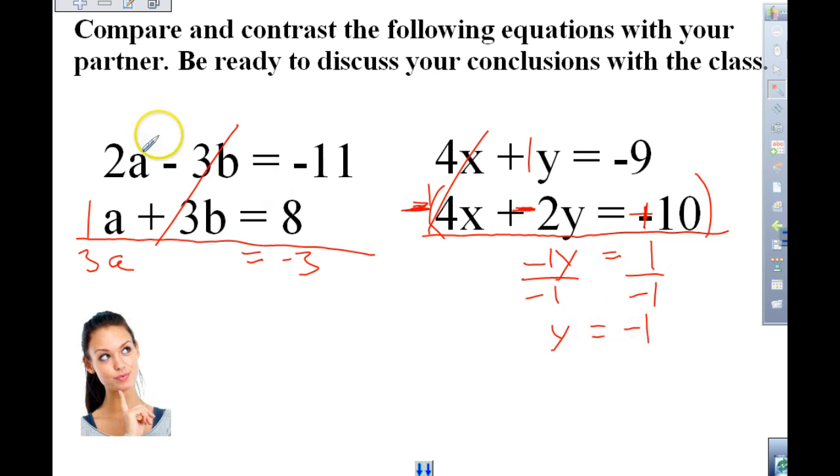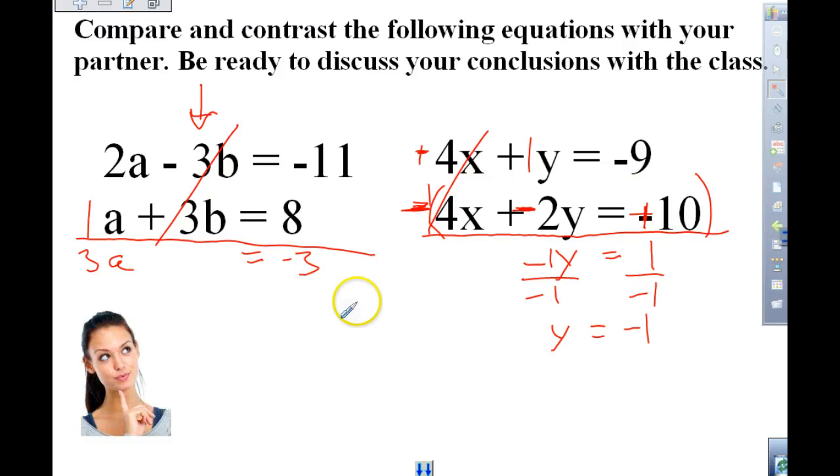So these will be your 2 types. Some of them will have it already set up for elimination, and then you'll see some that are almost there, except I wish that one was negative. Or they might both be negative, and you'll say, well, I wish that one was positive. It's the same thing. You just change all the signs of all 3 terms. Okay.